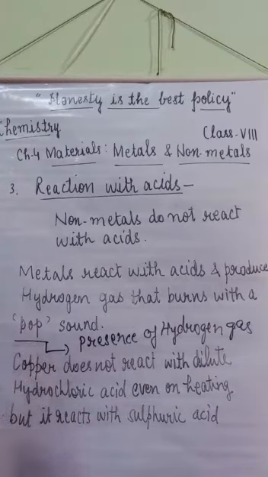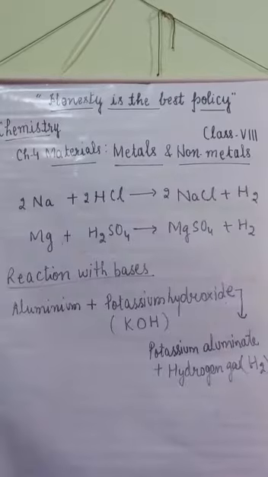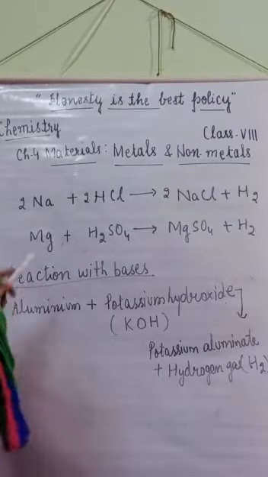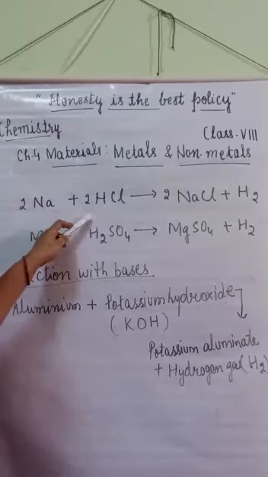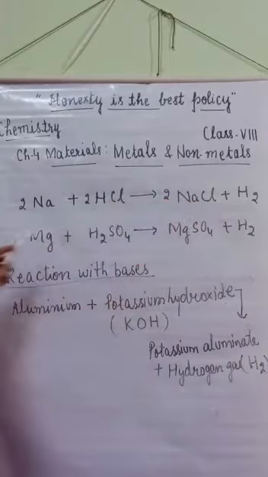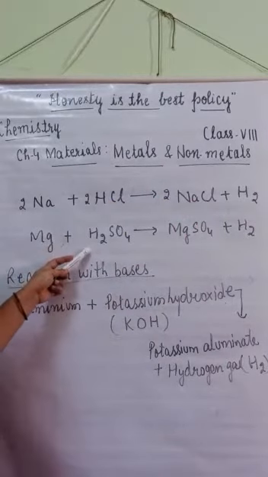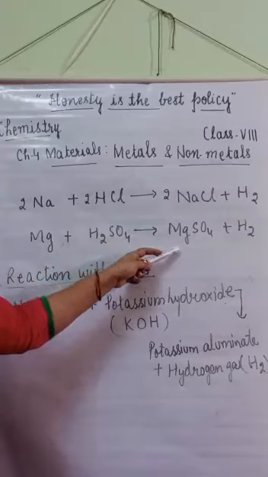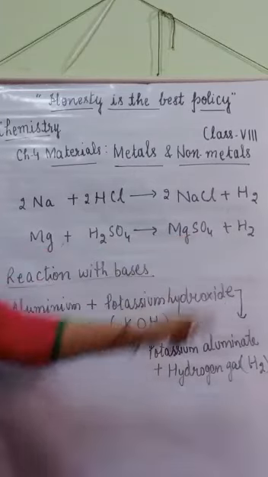Similarly, non-metals do not react with bases. They form complex compounds when they react with bases. And when metals react with bases, they also produce hydrogen gas. Here are some examples: sodium metal reacts with hydrochloric acid and forms sodium chloride and produces hydrogen gas. Magnesium reacts with sulfuric acid and forms magnesium sulfate and produces hydrogen gas.